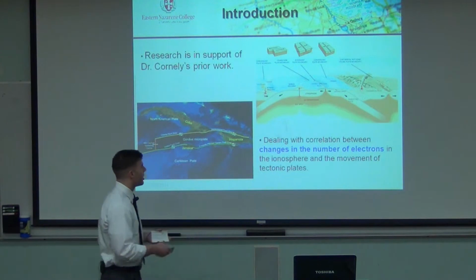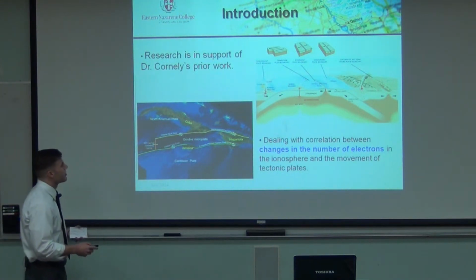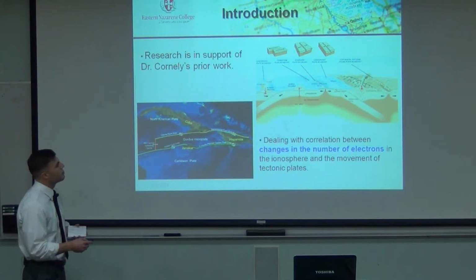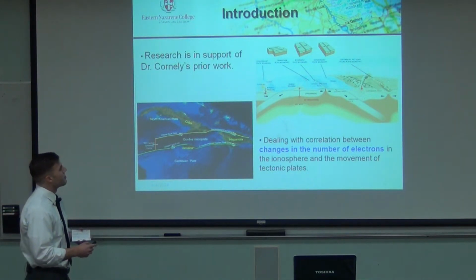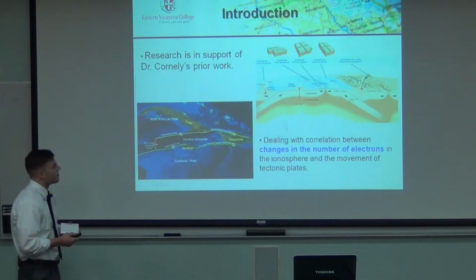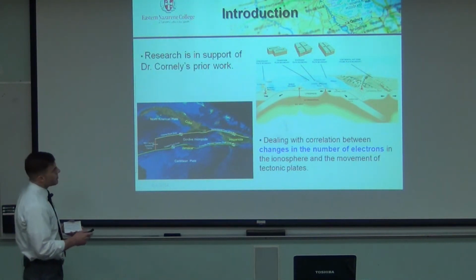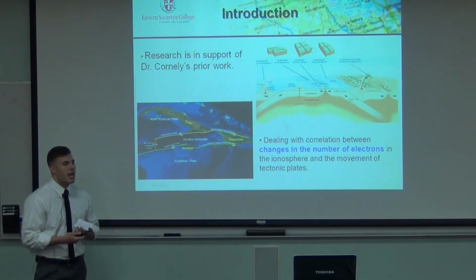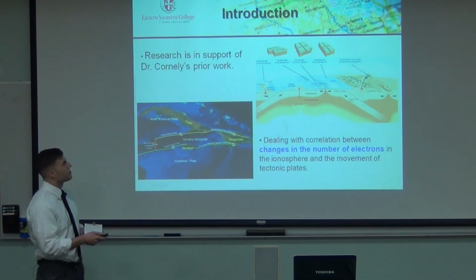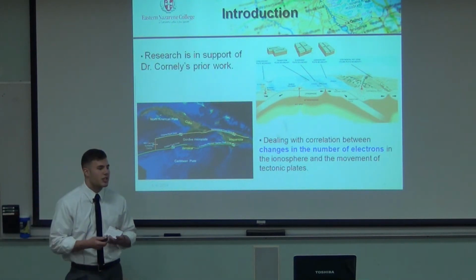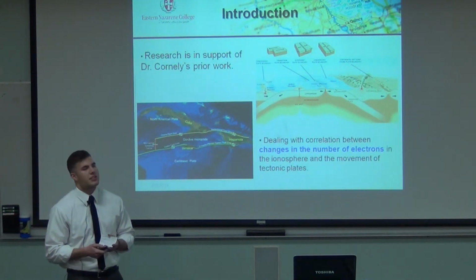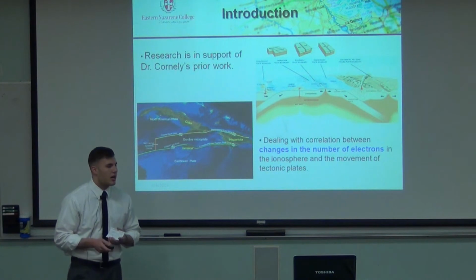So if we look right here at our diagram, this is the Earth's crust. We're looking at tectonic movements right here. There are convergent boundaries and divergent boundaries and transform boundaries. Way up here, way off the screen, is the atmosphere. And specifically 100 kilometers to about 1,000 kilometers up in that range, there are electrons that will fluctuate during and sort of indicate significant seismic activity.